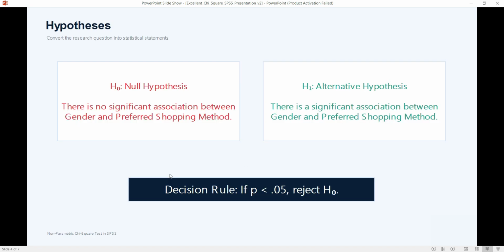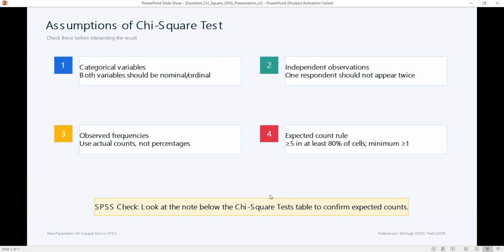Okay, so we come to the next. We propose the null and alternative hypotheses. The null hypothesis states that there is no significant association between gender and preferred shopping method. On the other hand, the alternative hypothesis states that there is a significant association between gender and preferred shopping method. We use the decision rule that the p-value should be less than 0.05.